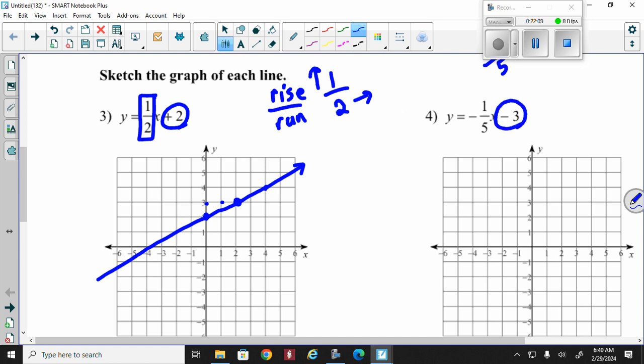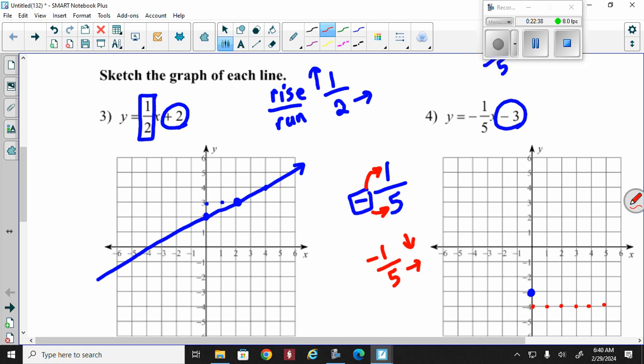All right, let's try question number 4. Oh, we got some negatives in there. Negative 3, I'm going to start there. So let me pull this slope out. If you notice, I have a negative sign right in the middle. You decide if you want to make the negative sign to the top or the bottom. Typically, it's most understood that the negative is attached to the top. So that means I'm going to go down 1 and to the right 5. 1, 2, 3, 4, 5.